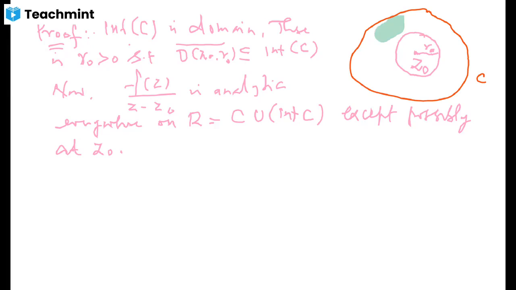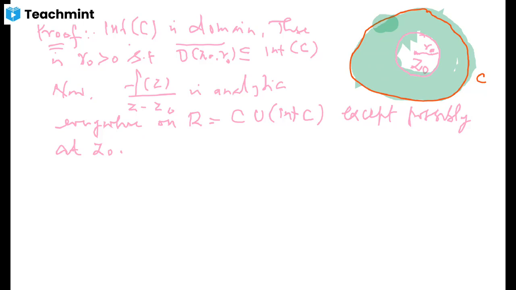So on this part, the function is analytic except at z naught, but at least on this part it is analytic. Now this shaded region is a multiply connected domain. It's not simply connected. If it is a multiply connected domain, I can use Cauchy's theorem.